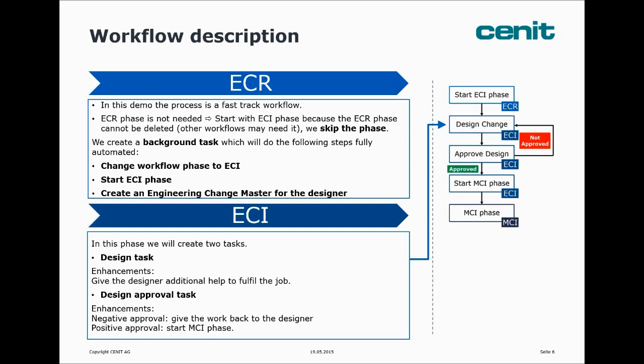And for the approval task, of course, we have to put in some intelligence. Let's say if we have a negative approval, it should go back to the designer. If it's a positive approval, the next phase, the manufacturing change implementation phase, should start. So the manufacturing change implementation phase, we will do nothing. I've prepared a template for this one. So in our case, we will just focus on the first two phases, the ECR and the ECI phase.